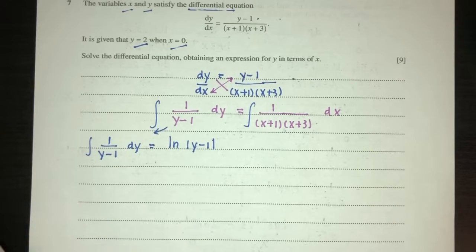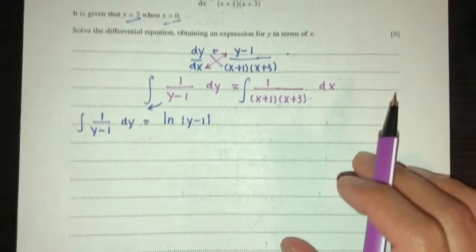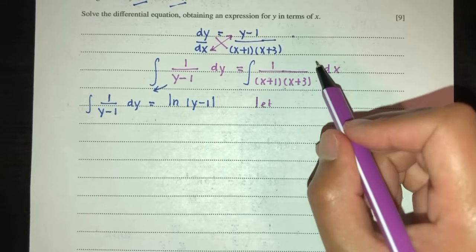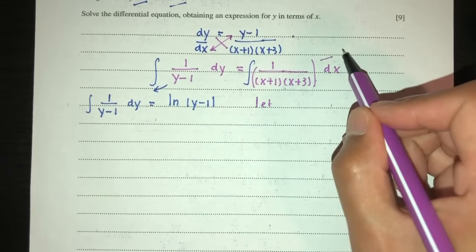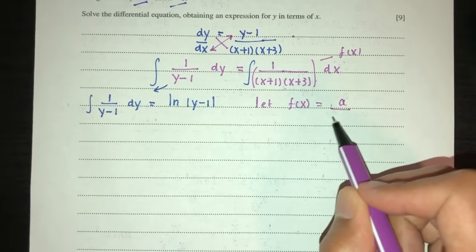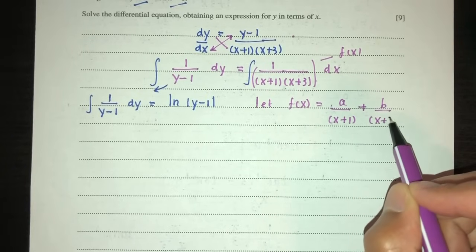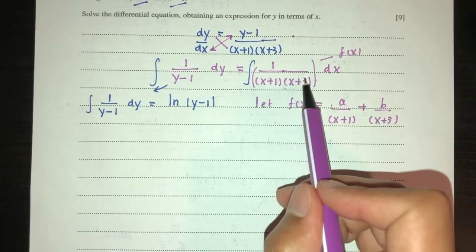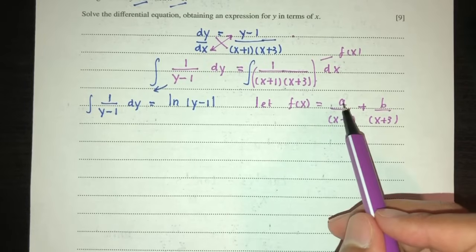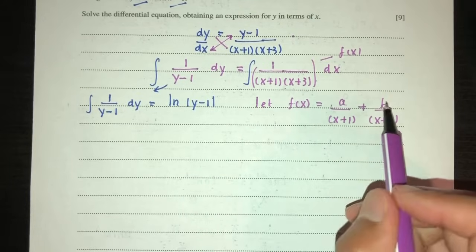So how can you find the values of the fraction? We can break this down. Let's call this fraction f of x. So let f of x equal a over x plus 1 plus b over x plus 3. Because these two are linear equations, we can just have a and b on top, right? Now we have to find the values of a and b.